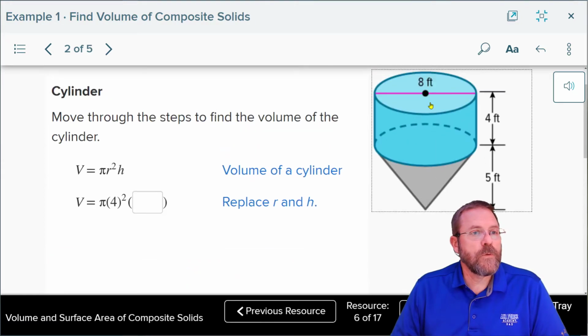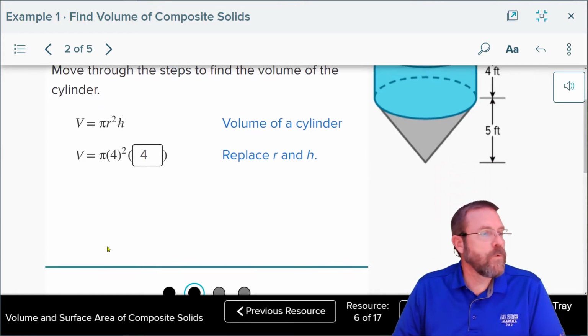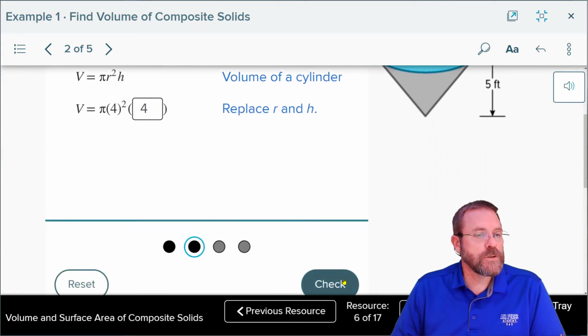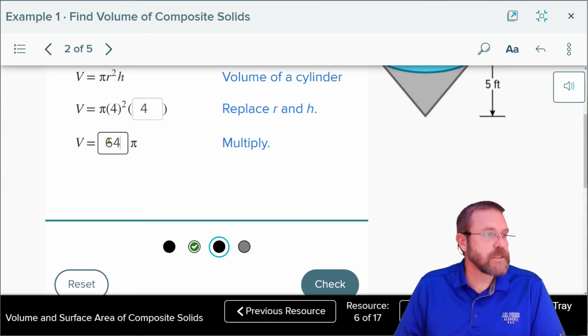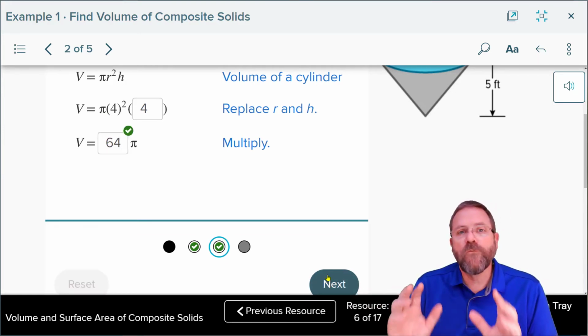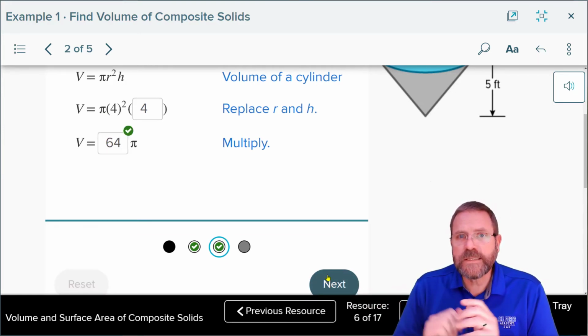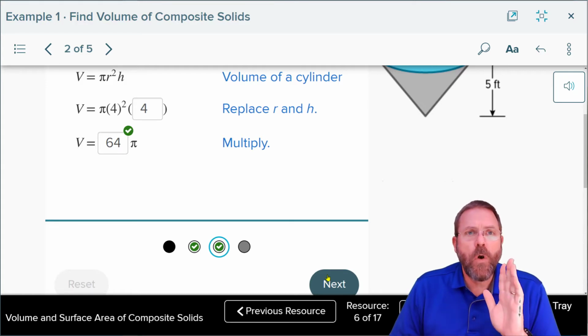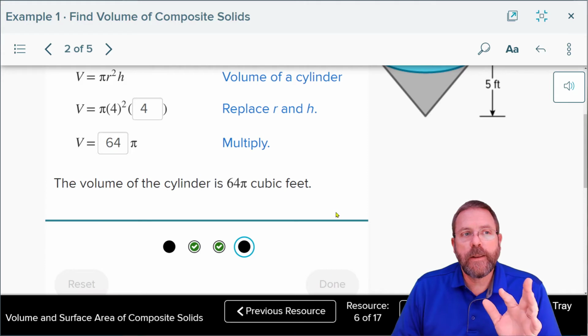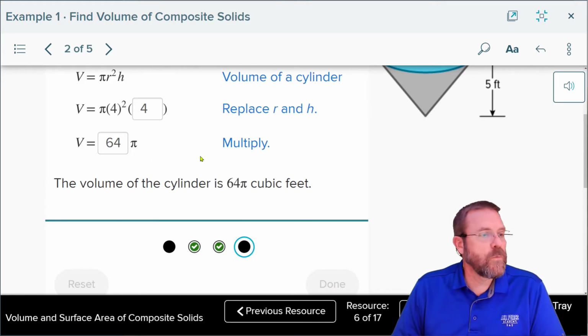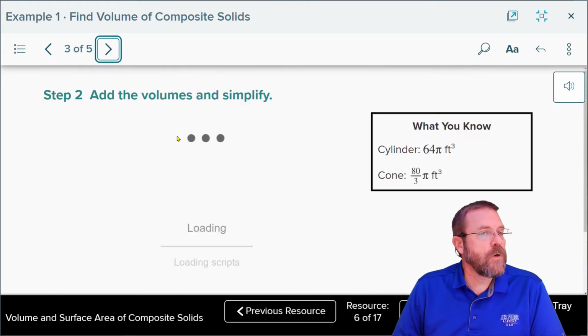The radius was going to be 4, half the diameter, and the height of our cylinder is also going to end up being 4. That means from there we're going to check that. And 4 times 4 is 16. 16 times 4 is going to give us 64 pi. So the volume of the cylinder is 64 pi. We're going to hold on to that and come back to it after we get the volume of the cone as well. So now we're going to move on to the volume of the cone.